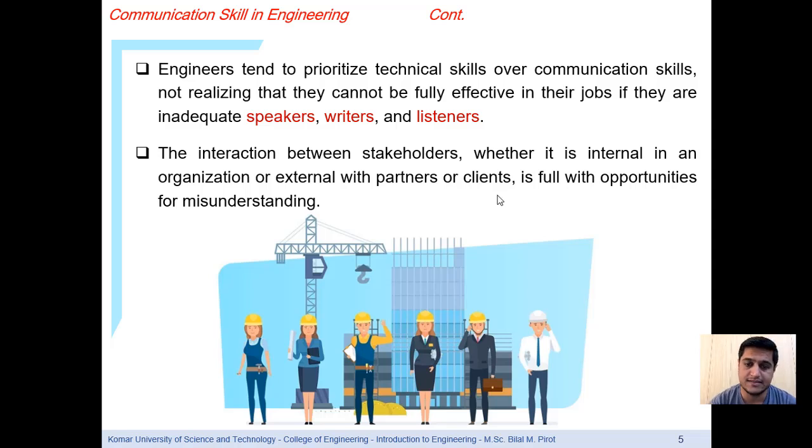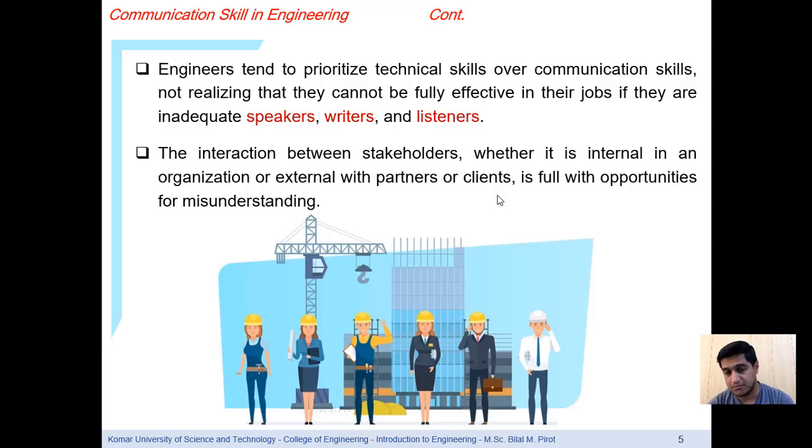The interaction between stakeholders, or we can say shareholders, whether internal in an organization or external, with partners or clients, is full of opportunities for misunderstanding. Sometimes you will be a representative for a company, and you will have a contract with other companies, other stakeholders, other shareholders, other organizations. Your communication with those individuals will define the rate of success of your contract.